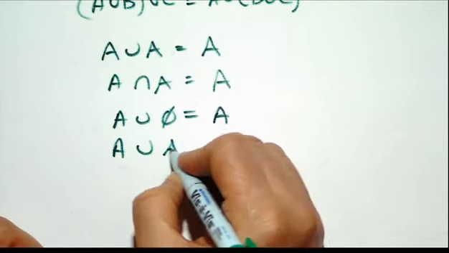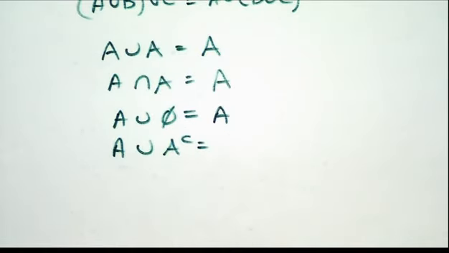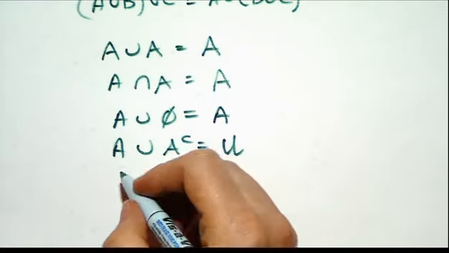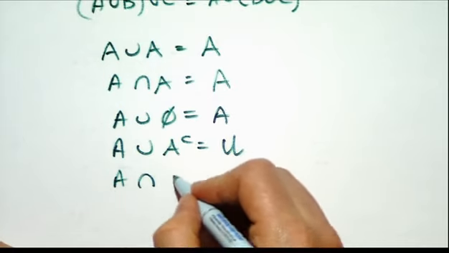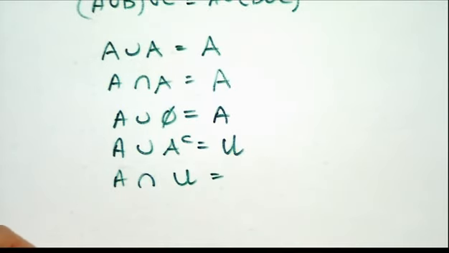What is A union A complement? It's the universe of discourse. And what is A intersect with the universe? A. Good. So this stuff is basically as straightforward as it looks. If you take the complement of the complement, you get the set back, so double negation works.